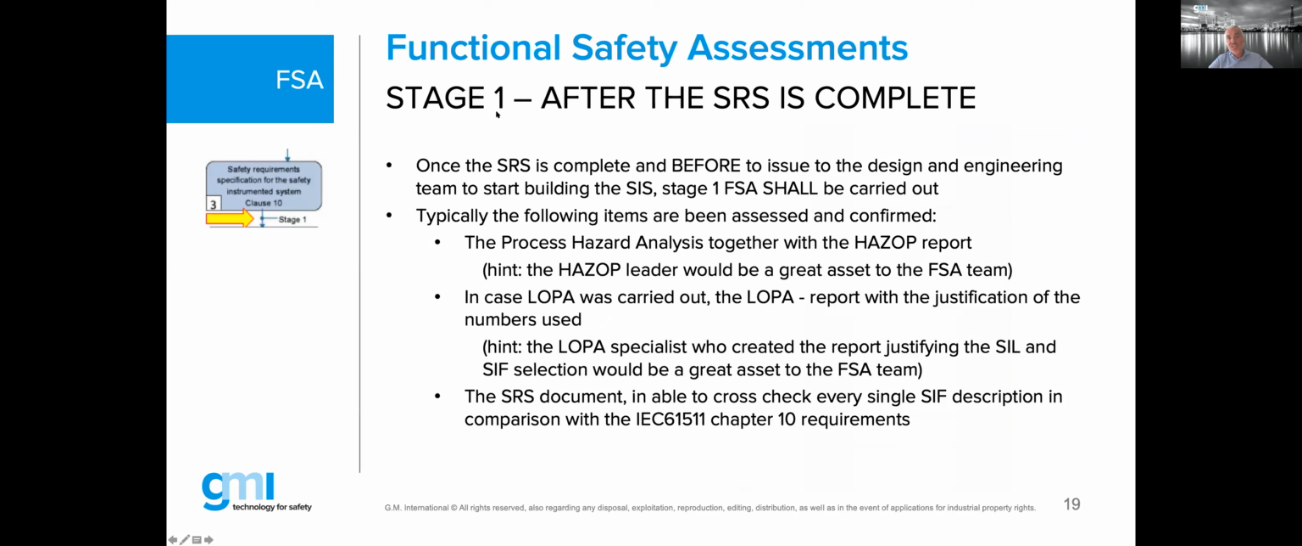So start first with stage number 1. After your safety requirement specification is complete, a stage 1 functional safety assessment is a normative must-do requirement from the standard. So once that very important document is complete, and before, and I clearly highlighted here before in capital letters, before the engineering contractors will issue that document to the companies to build that type of system, well, someone needs to make an expert judgment. That will be the senior competent person that is not involved.